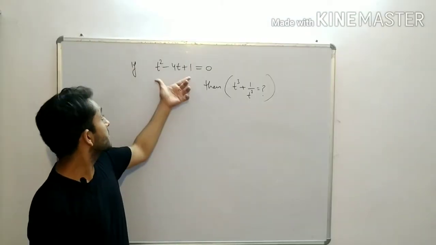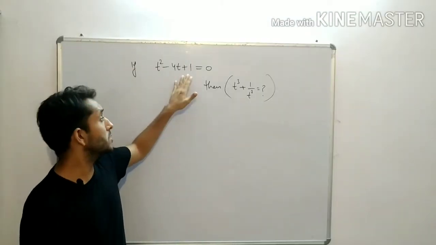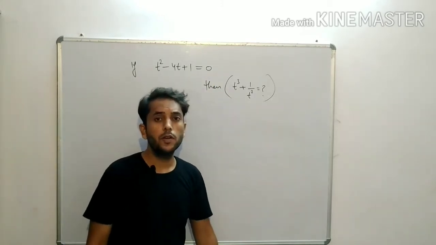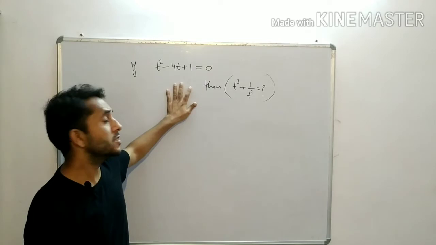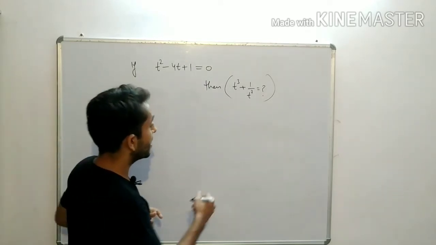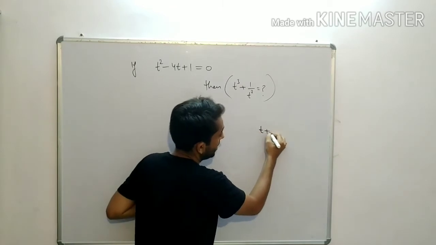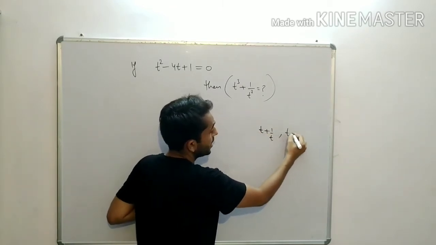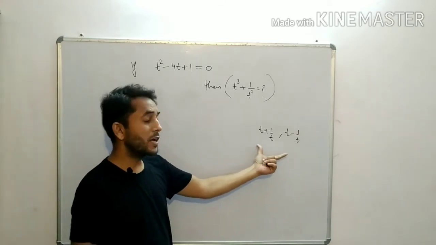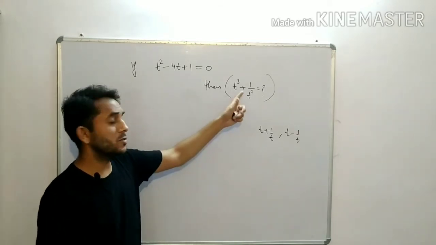Next question is, t square minus 4t plus 1 equal to 0, then what is the value of t cube plus 1 by t cube? So guys, in this type of questions we can convert this expression into something like t plus 1 by t or t minus 1 by t. Once we get this value, we can easily find out t cube plus 1 by t cube.